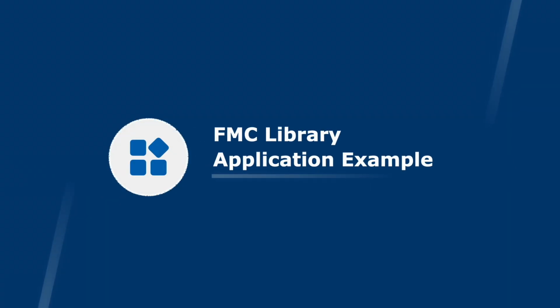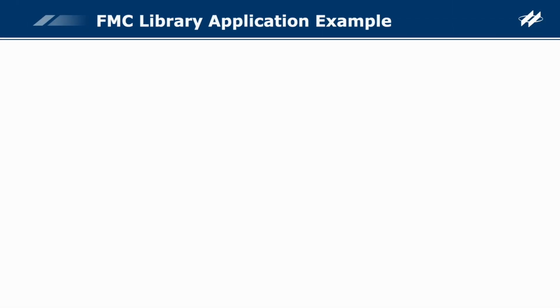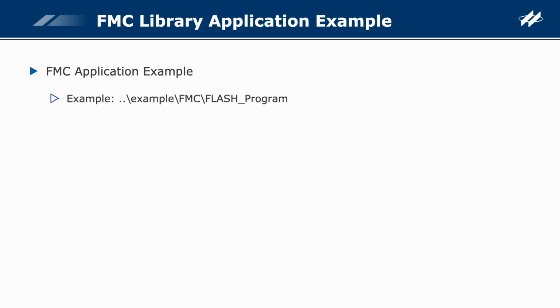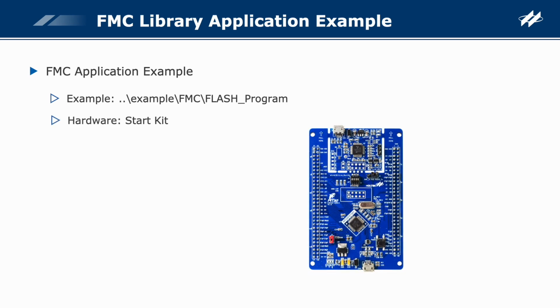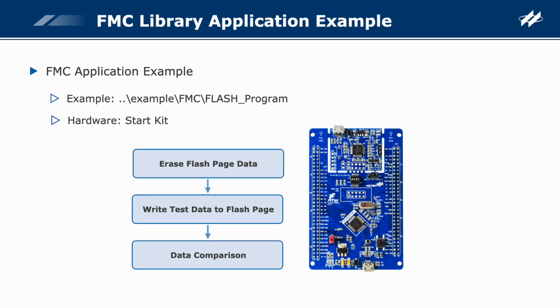FMC Library Application Example. Finally, we'll provide an application example to summarize this tutorial. This example is one of the standard peripheral firmware library examples. It should be used with the hardware starter kit. The program is used to erase the data in the specific page address, and then write the test data to the specified page address by using the word programming function, then compare the data in the specific flash address with the test data.